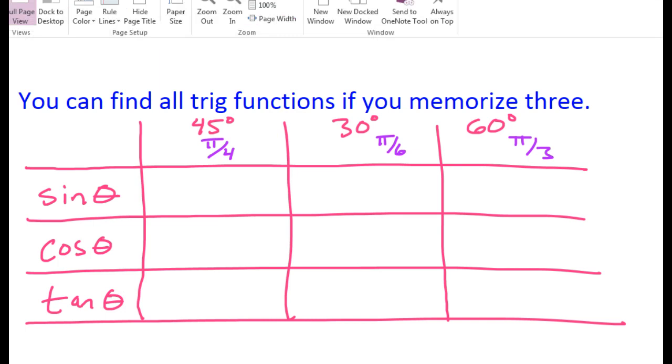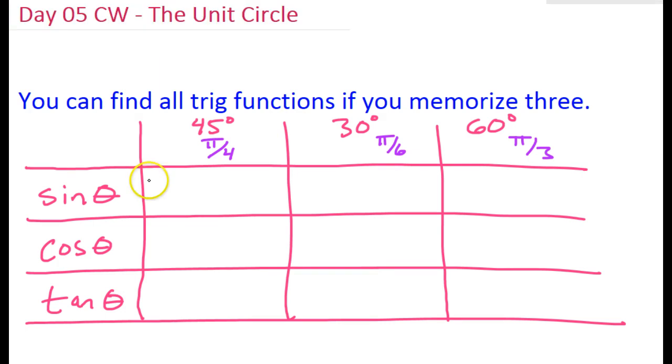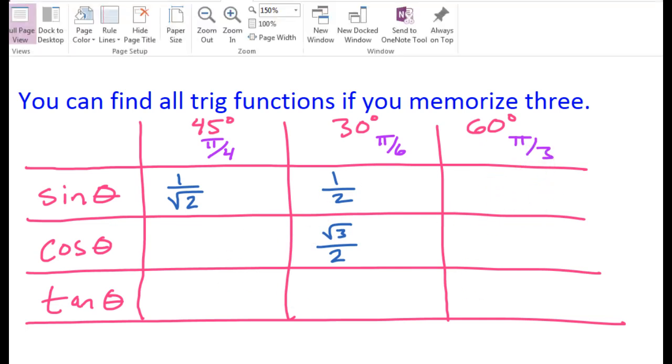Now, let's start with the 3 that you have to memorize. You have to know the sine of 45 degrees. That is 1 over radical 2. You have to know the sine of 30 degrees, which is 1/2. And you have to know the cosine of 30 degrees, which is radical 3 over 2. These are the 3 that you have to memorize. If you have these memorized, you should easily be able to fill in the rest of this chart.